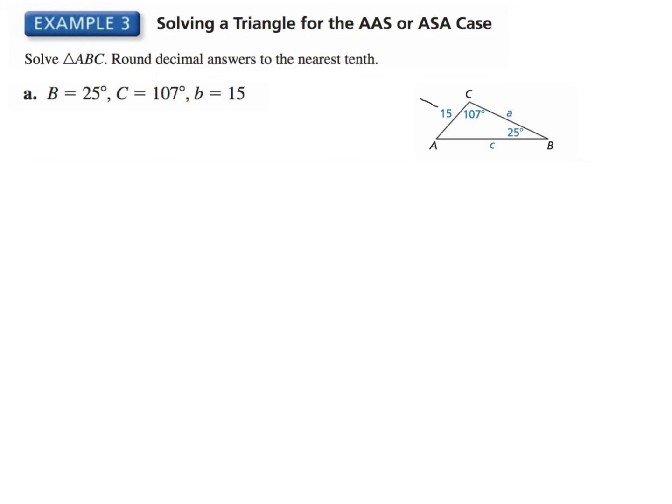Okay, in this problem, we've got our triangle A, B, and C. And it says that B is 25 degrees. That's where you see that in there. That marking is 25. The angle C is 107, and then the side b is 15. That's what's straight across from the capital B, the lowercase side b. So we need to solve for everything.